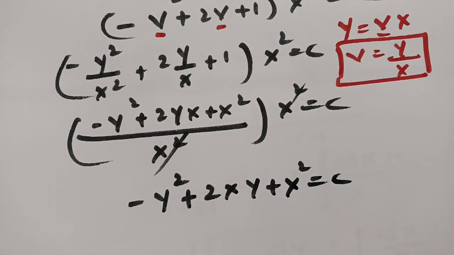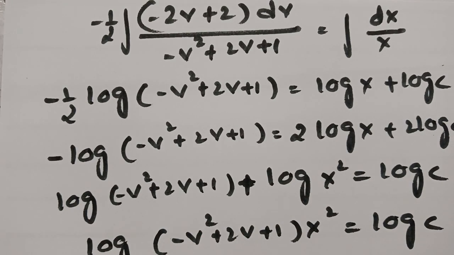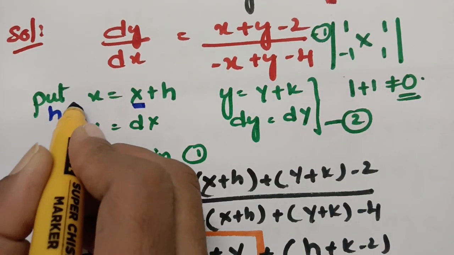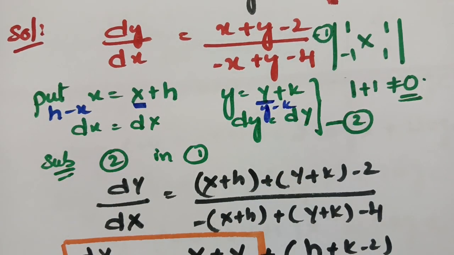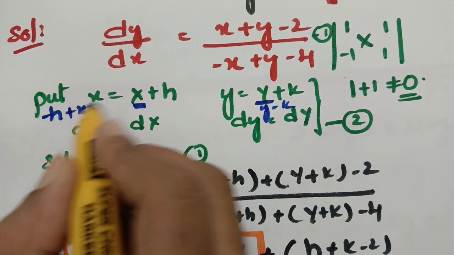And now this is in the form of capital letters, but our question is in the form of small letters, so I have to transform this. How do I transform this? See here, capital X can be written as small x minus h, and capital Y can be transformed as y minus k. So I am shifting: capital X can be written as small x minus h.